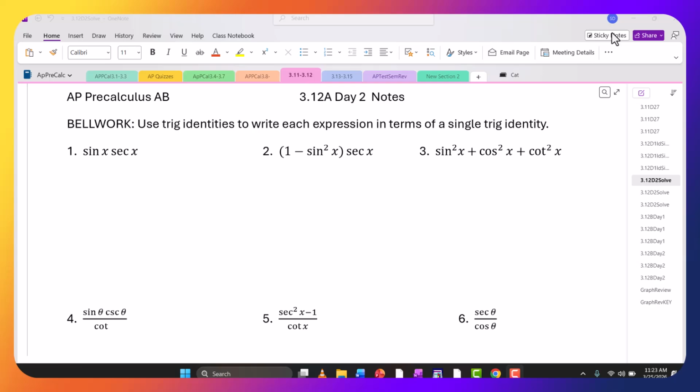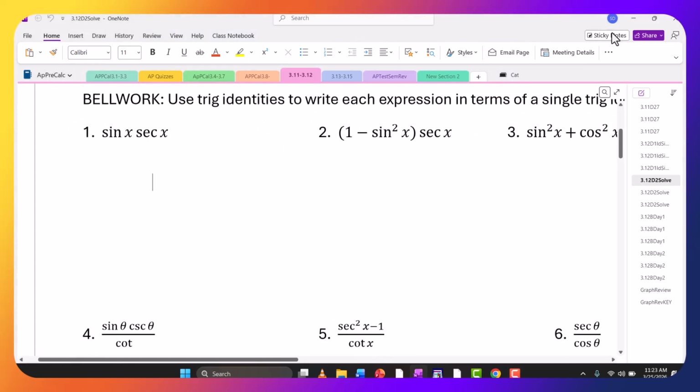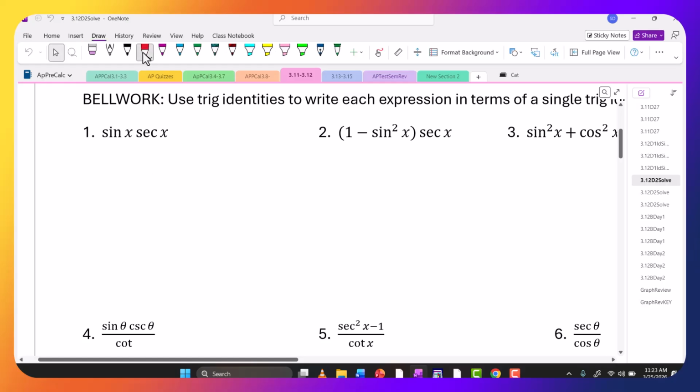Loved it. Anyway, let's shut up. Okay, here we go. So I gave him time to do bell work, and then we're going to go ahead and do this super fast.